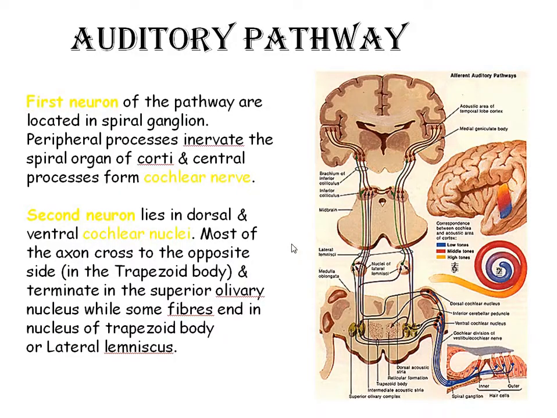Now this is the auditory pathway. The first neuron of the pathway is located in the spiral ganglion. Peripheral processes innervate the spiral organ of Corti and central processes form the cochlear nerve. The second neuron lies in the dorsal and the ventral cochlear nuclei. Most of the axons cross to the opposite side in the trapezoid body and terminate in the superior olivary nucleus, which forms the fibers and nucleus of the trapezoid body and the lateral lemniscus.